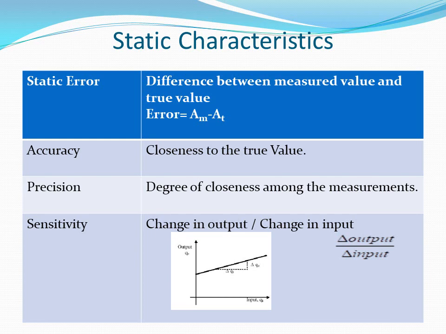So usually error is computed by comparing with the true value. It is measured value minus true value. We are very concerned with the measurand here, not with the true value. So it is measured value minus true value.